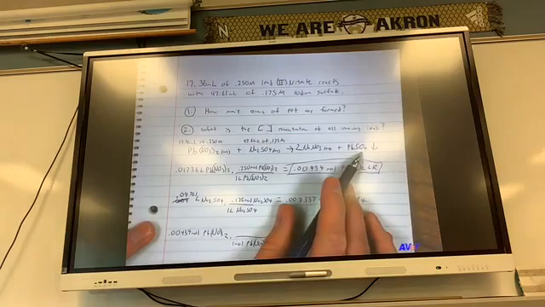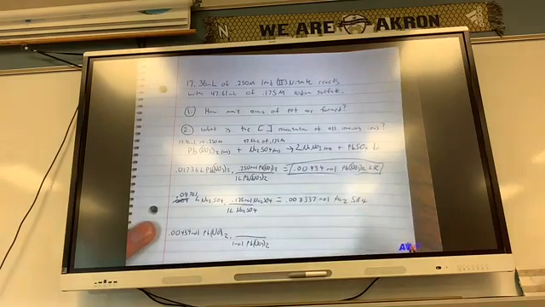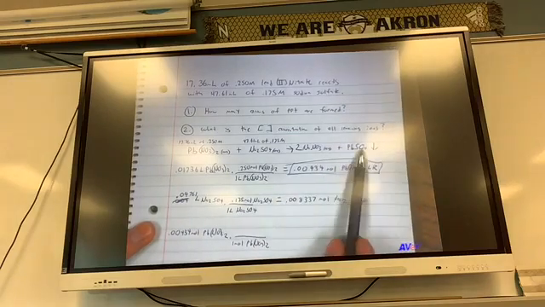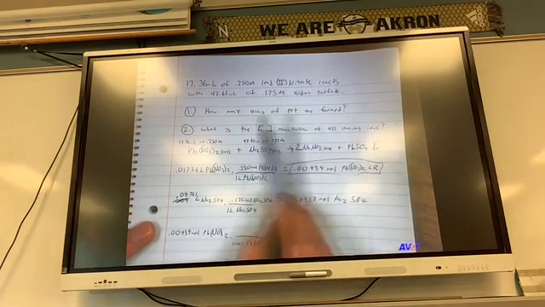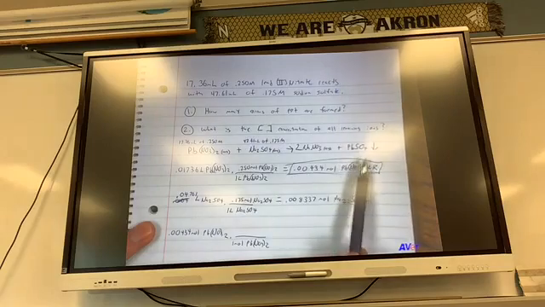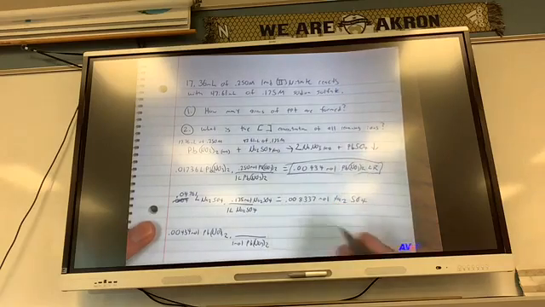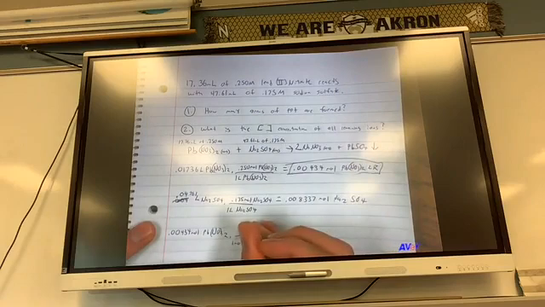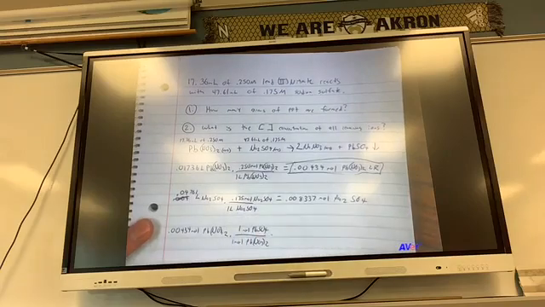Okay, this is what I was confused on. How do we know what we're running into? Because it says how many grams of precipitate, so I'm running it to the precipitate. Oh, I see. Is 1 mole of PbSO4. 1 mole PbSO4, good question.